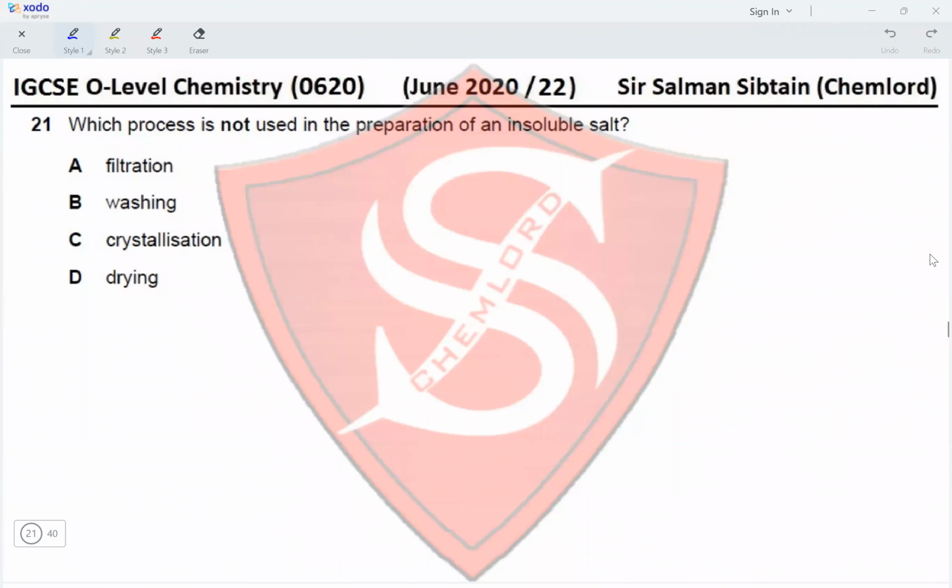Hi guys, this is IGCSE O-Level Chemistry, paper 22, June 2020, question 21. Which process is not used in the preparation of an insoluble salt?